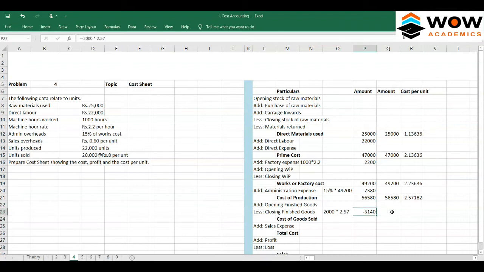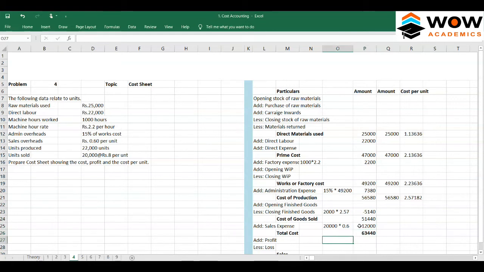So what is the total amount of cost of goods sold? That would be 51,440. And sales expense is given. So sales expense is 0.6 per unit. So how many units have we sold? We have sold only 20,000 units. So 20,000 units into 0.6. So sales expense comes to 12,000. So add both these, you get 63,440.